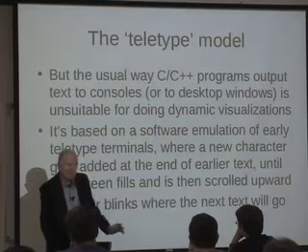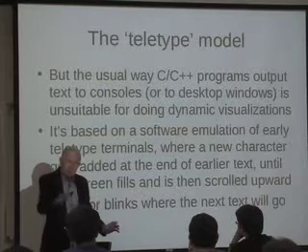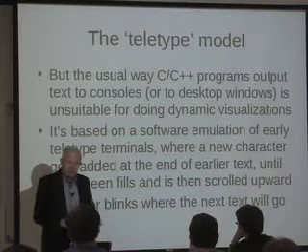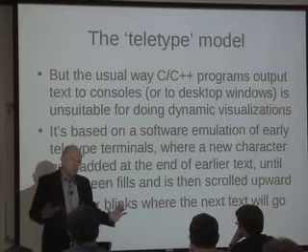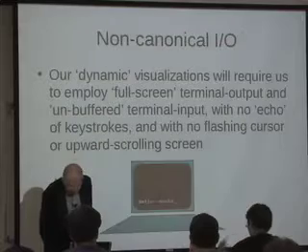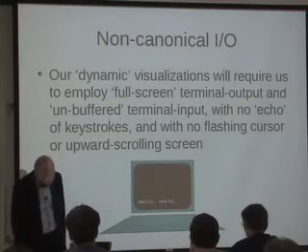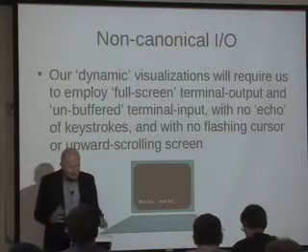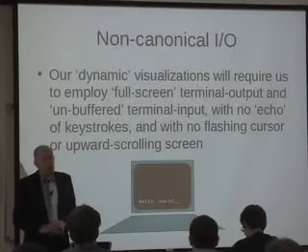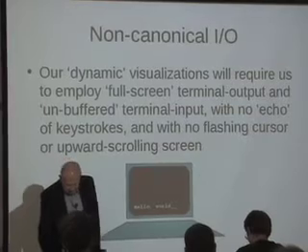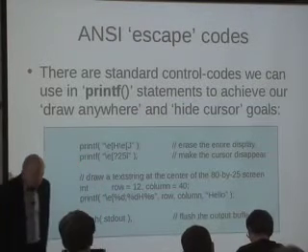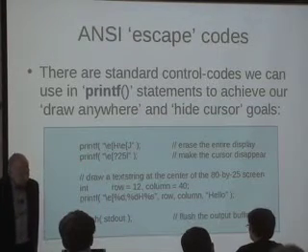We need to get rid of the echoing that occurs automatically when the user hits a key. And we need to have no scrolling. And we need to have no buffering. And so the way to get rid of all of those is to activate what's called non-canonical keyboard input-output. And here's how you can achieve that.